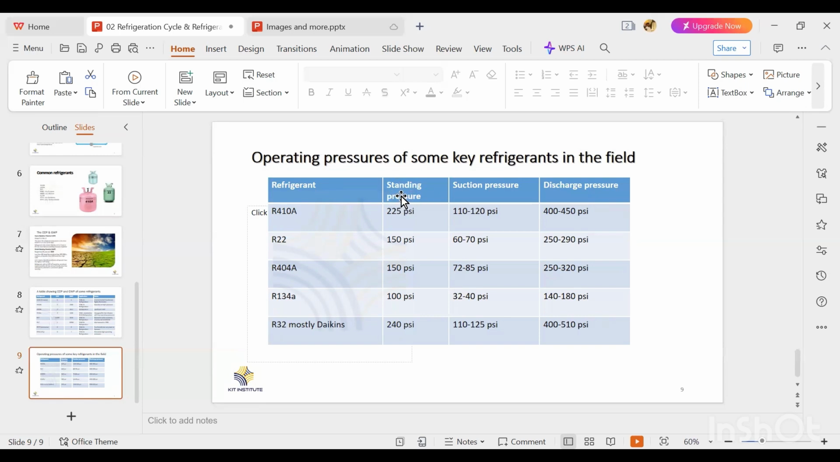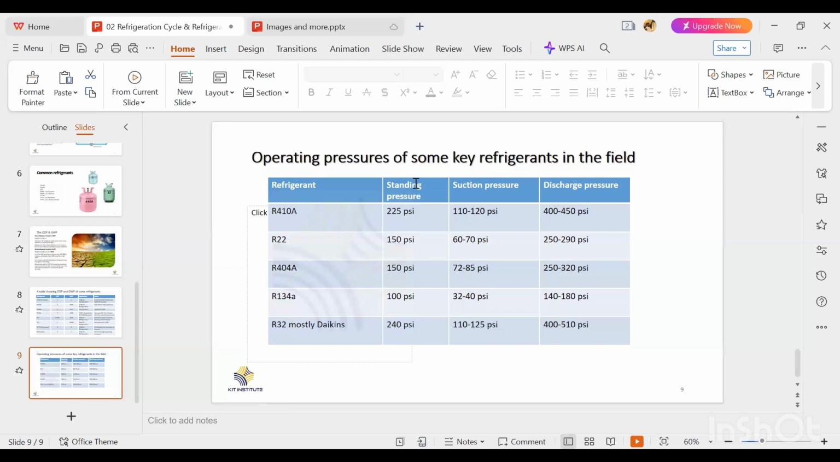Standing pressure is the pressure when the refrigerant is not under any mechanical work. I'll give an example of a system that is switched off, and there is refrigerant within the coils and the pipes. If the compressor is not running, there is nothing mechanical happening, the pressure the refrigerant will have inside those systems is a standing pressure. It's like the settling pressure.